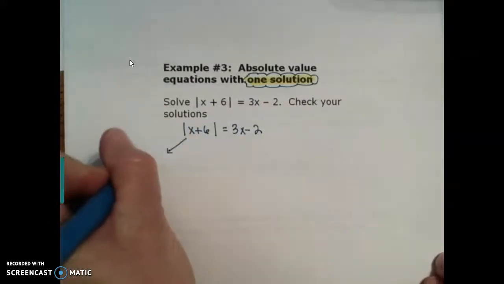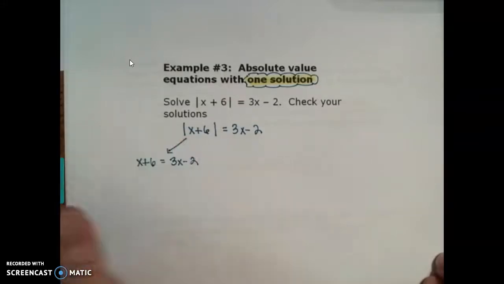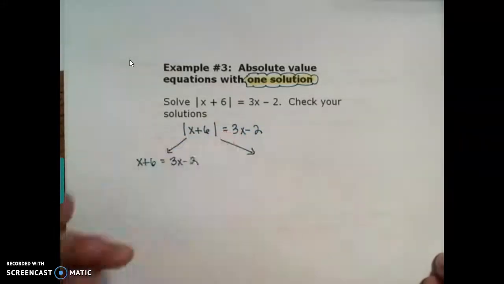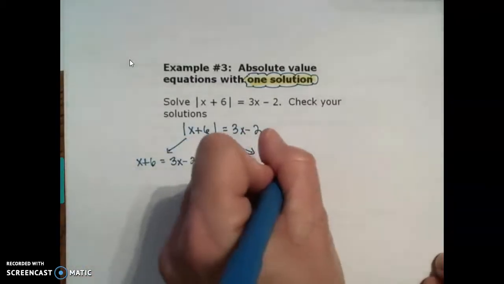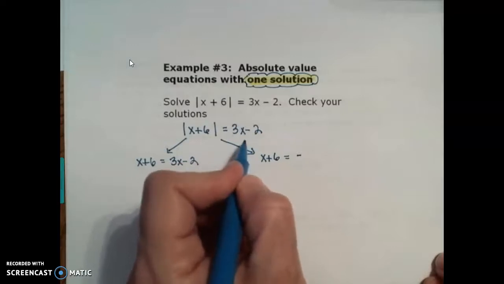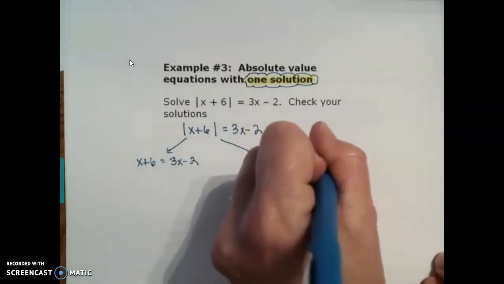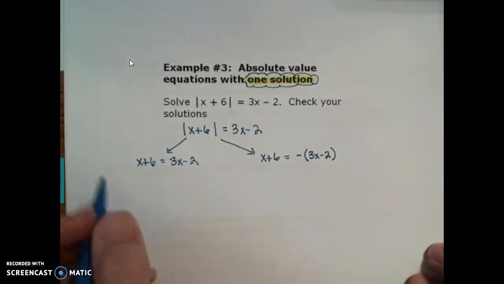So we drop the absolute value bars, set it equal to the positive, so exactly what you see, and then we're going to do the same thing. So drop your absolute value bars, and you're going to set it equal to the negative of whatever's on the other side of your equal sign. In this case, it's an expression, so we want to put that in parentheses. So now you have your 2 equations to solve.